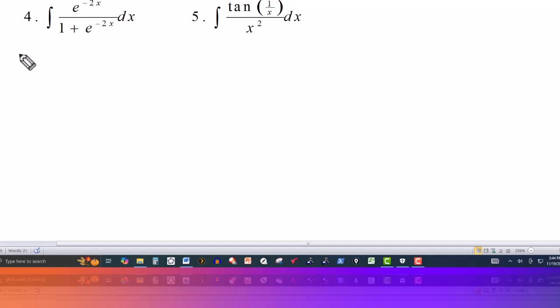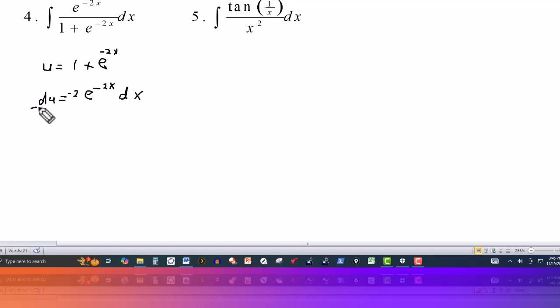Now for number 4, again I can use a U-substitution. Let u equal to 1 plus e to the negative 2x, and that's the denominator. Then du would equal the derivative of this denominator. Derivative of 1 is 0, and for e to the minus 2x, it's going to be e to the minus 2x. And then with the chain rule, derivative of minus 2x is a minus 2, and then it's dx here.